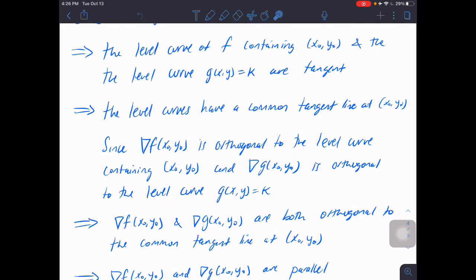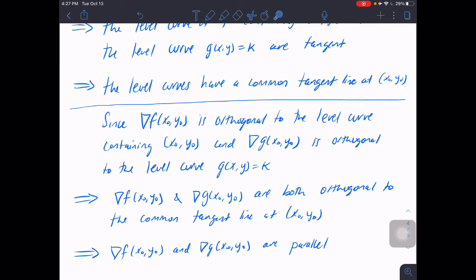So now actually, I should write a little line right here. So now we're going to put that conclusion that we made on the side, and we're going to use it in a little bit. Now, since the gradient of the function at this point is orthogonal to the level curve containing that point, remember this was a fact we learned in our previous sections, that the gradient vector is orthogonal to the level curve containing that point. And the gradient for g at that point is also orthogonal to the level curve of the constraint function that we're considering. Okay, so these two gradients have to be orthogonal to the level curve containing this point.